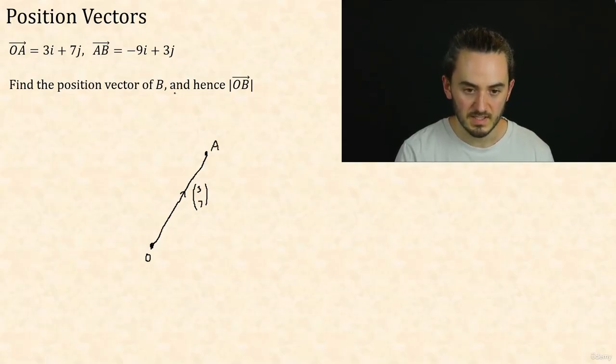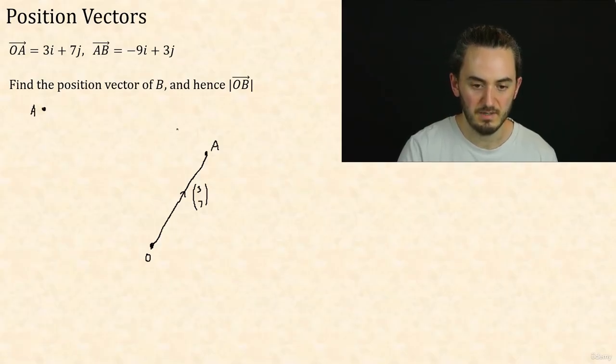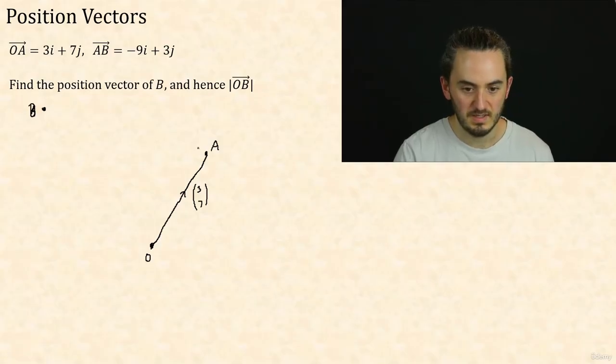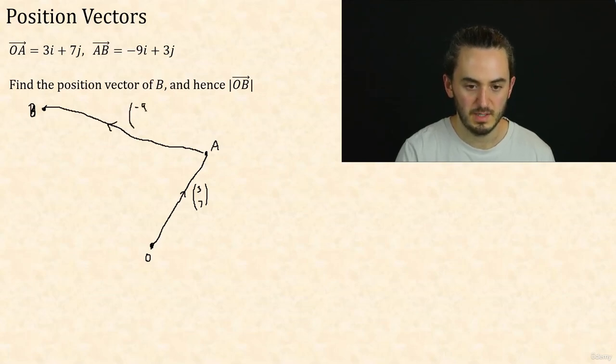Now, AB is minus 9i plus 3j. So that means going back 9, so maybe here, and then up by 3. So that must mean that B is up here somewhere. And so that's the vector which gets us from A to B. And so I can call that one minus 9i plus 3j.